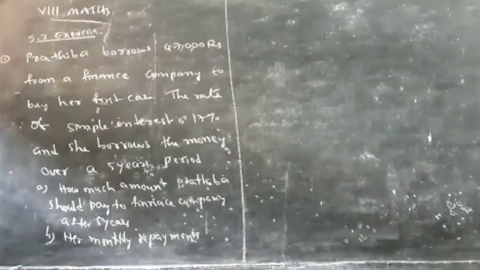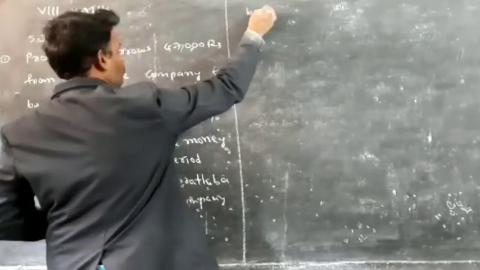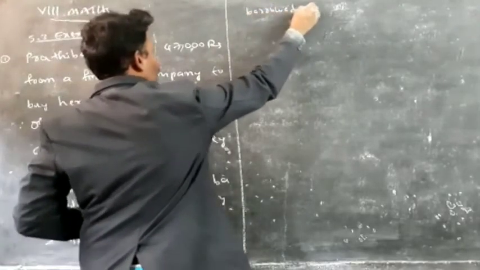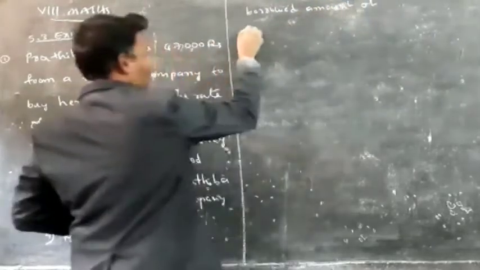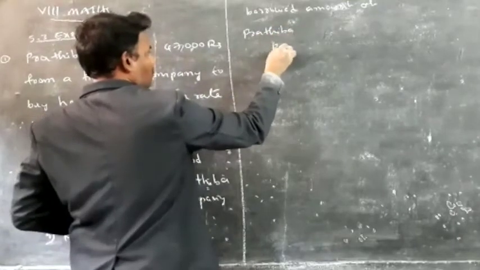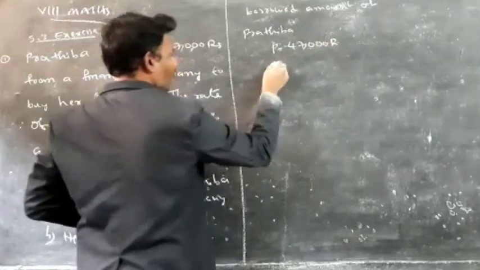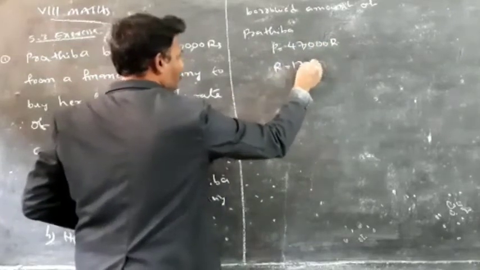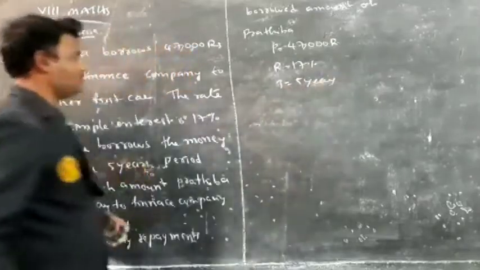Pratibha borrows 47,000 rupees from a finance company. So what is the borrowed amount? Borrowed amount of Pratibha, P is equal to 47,000. And what is the rate of interest? 17%. And the time duration 5 years.